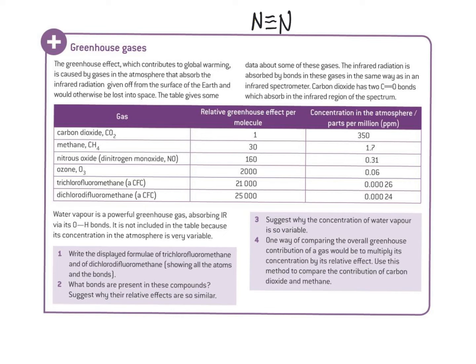Now, what you've got to take into account when you talk about greenhouse gases is what we call the relative greenhouse effect per molecule. So if we look at a molecule of dichlorodifluoromethane, so that is a molecule of methane with the hydrogens replaced with two fluorines, you can see that the relative greenhouse effect per molecule is 25,000 times that of carbon dioxide.